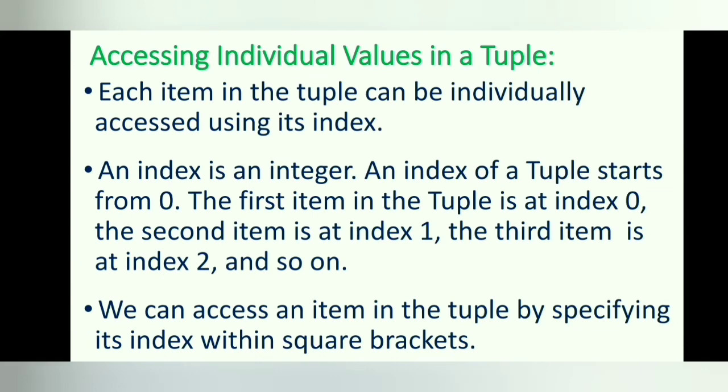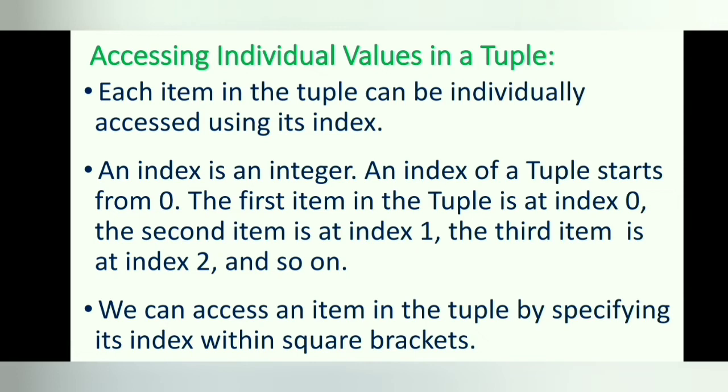Accessing individual values in a tuple. Each item in the tuple can be individually accessed using its index. An index is an integer. An index of a tuple starts from 0. The first item in the tuple is at index 0. The second item is at index 1. The third item is at index 2, and so on.